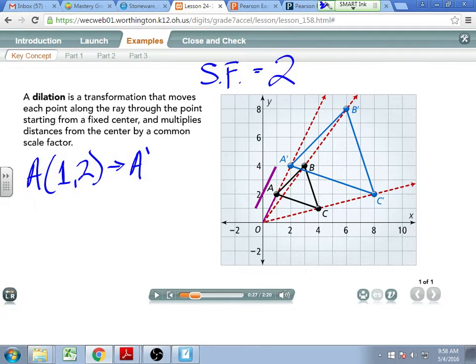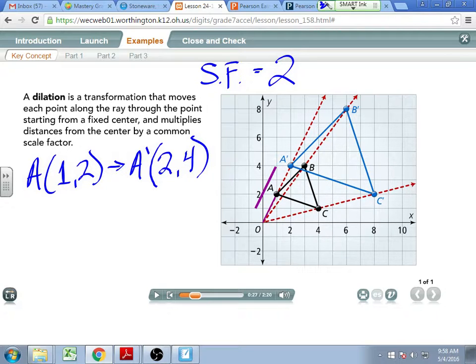So what I do to my A prime is I say, well, A prime is going to be twice as far away from the origin as A was, and it has to keep the same direction. So I just double everything in the point. A prime now becomes 2, 4. I can do the same with B and the same with C to get B prime and C prime.